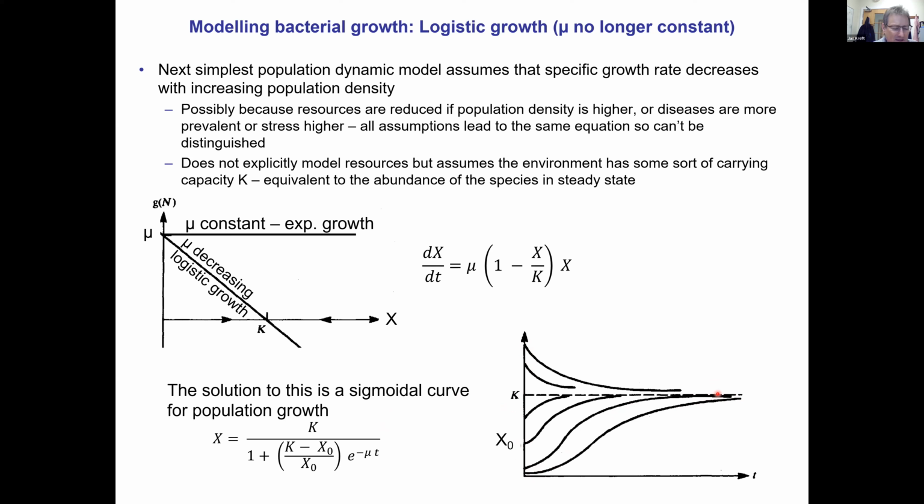I will explain steady state a little bit later. But this is a stable situation in which the population density is at the carrying capacity. If it would go higher, growth rate would become negative. If it goes lower, growth rate becomes positive. So we're always ending up in this steady state.